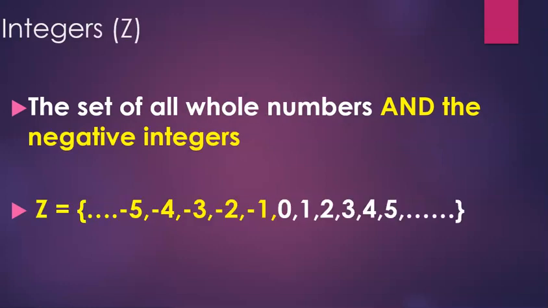Okay, next one up is integers. What are integers? So integers are nothing but the set of all whole numbers as well as the set of all negative integers. So it's all the negative numbers on the number line, negative 1, 2, 3, 4, 5, 0, and all the positive numbers on the number line, and that is denoted by the letter Z.